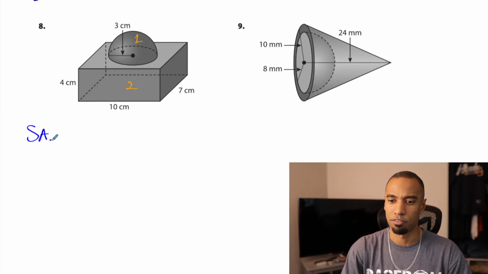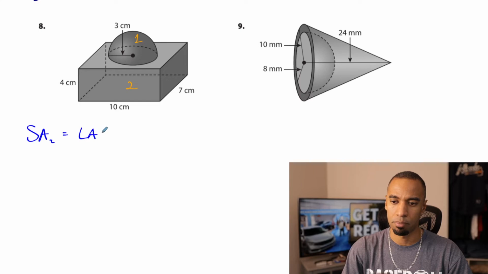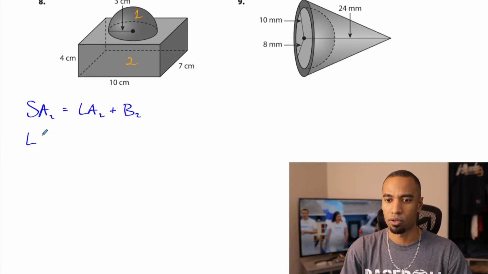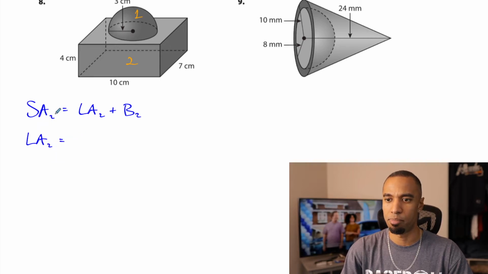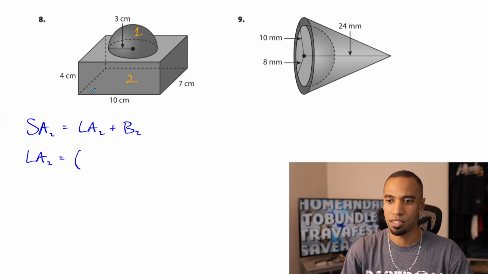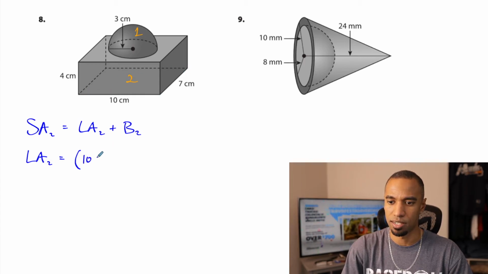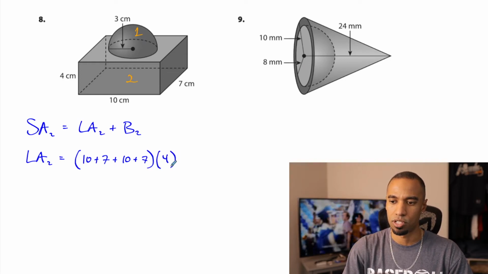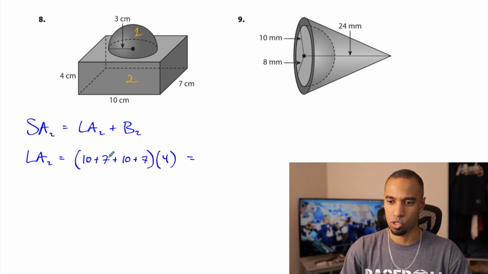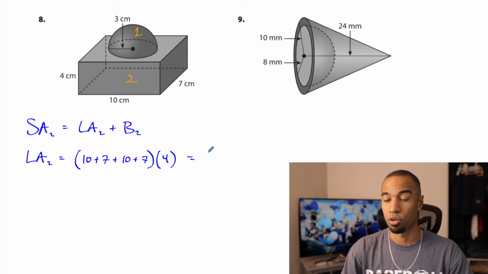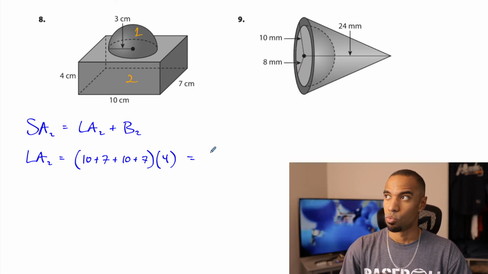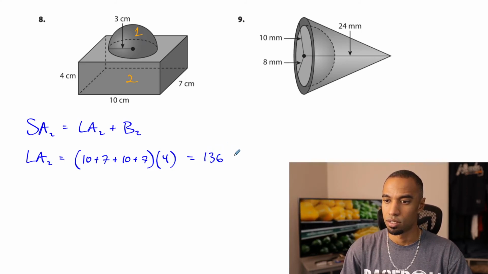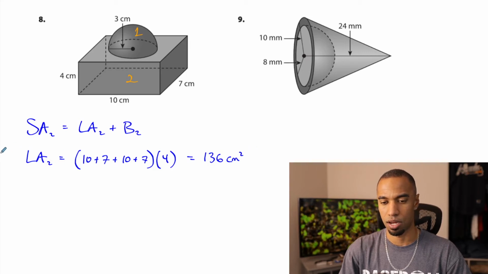Again, the surface area of figure 2 is going to be lateral area plus the area of both of your bases, top and bottom. So the lateral area of this thing is going to be perimeter of base times height. The perimeter of your base is 10 plus 7 plus 10 plus 7. It's a rectangular prism, and the height of this thing is 4 centimeters. So that's going to be 20 plus 14 is 34. So 34 times 4 is 136, not pi, but just square centimeters, 136 square centimeters.